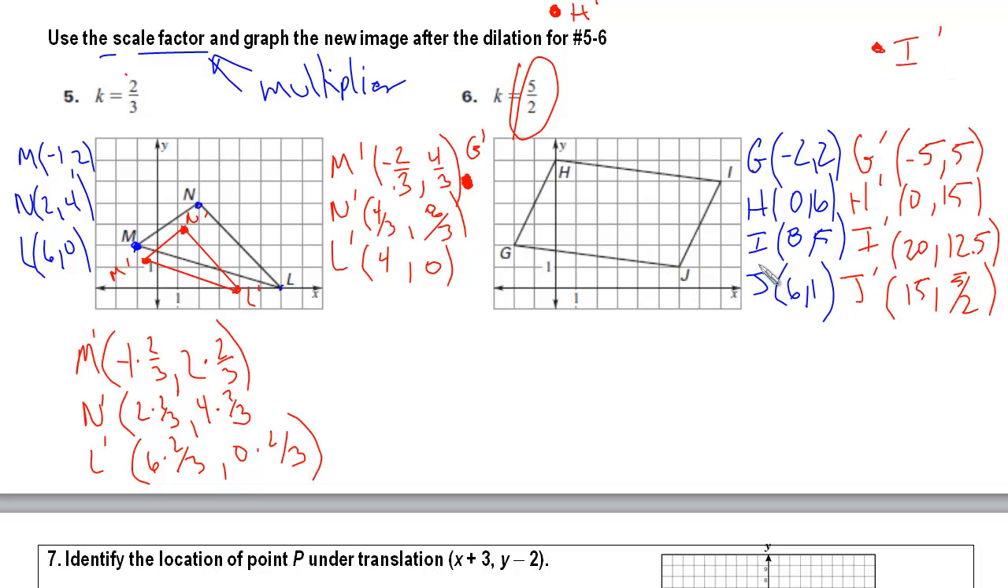And then j prime will be 15, somewhere right about in here, and then 5/2. So somewhere right about in here. And we see that this has also enlarged about 2.5 times. Somewhere about like that. The ones on the test, I'll be sure they will stay within the grid.